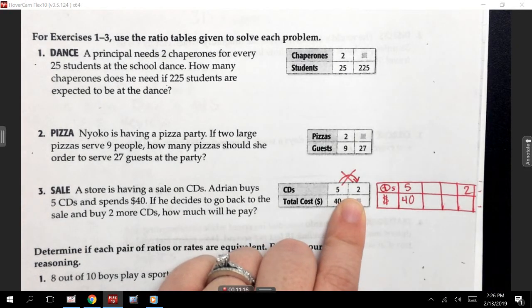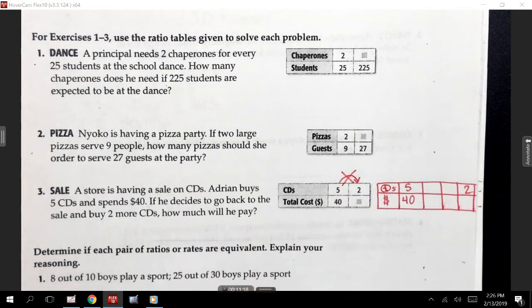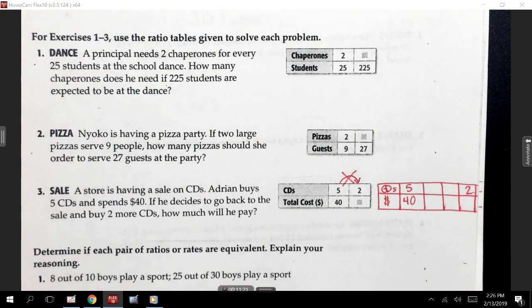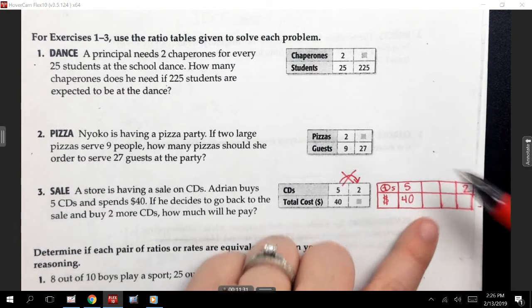I'm just going to put an X. Cannot go from 5 to 2. So what is my next step? What is the next thing that I would try to do on one of my charts? Ryan? You can divide 40 by 5 and 5 divided by 5 and 40.